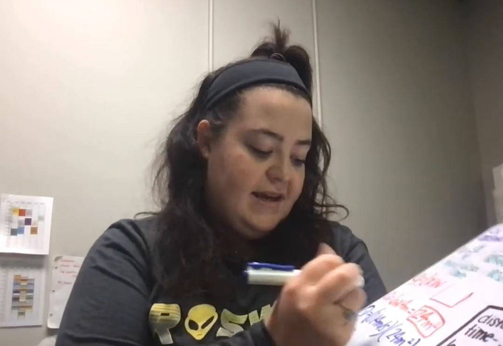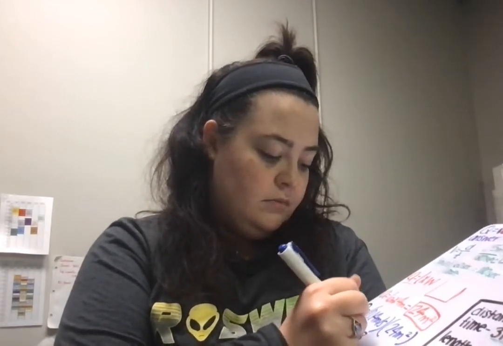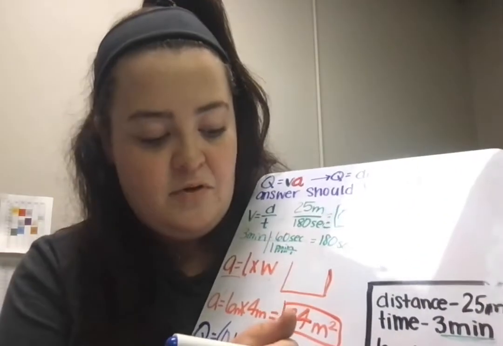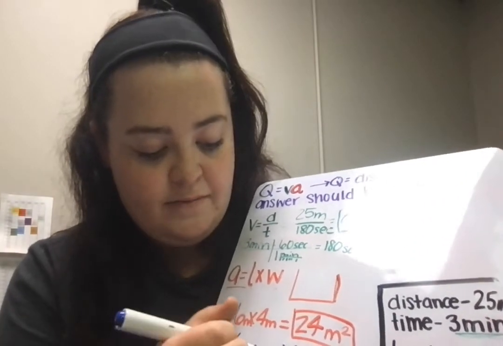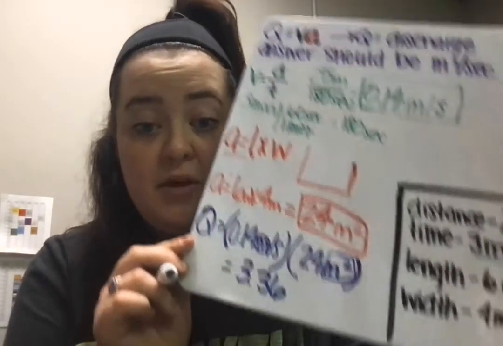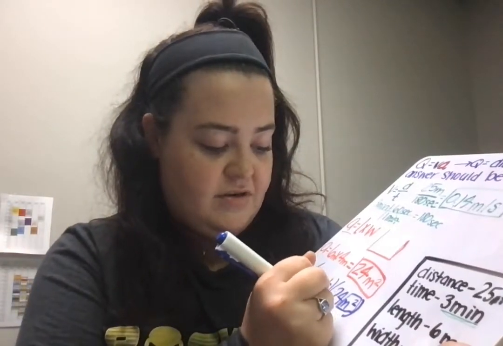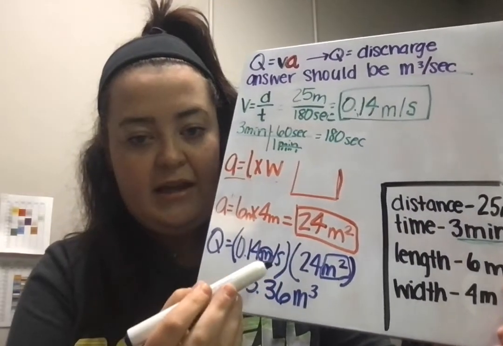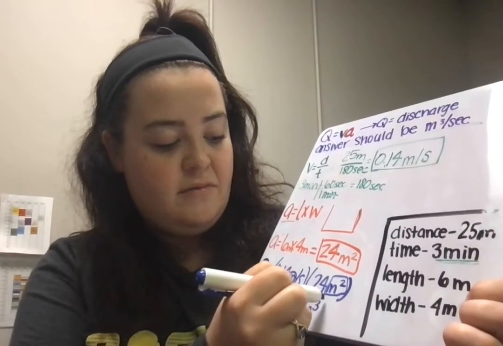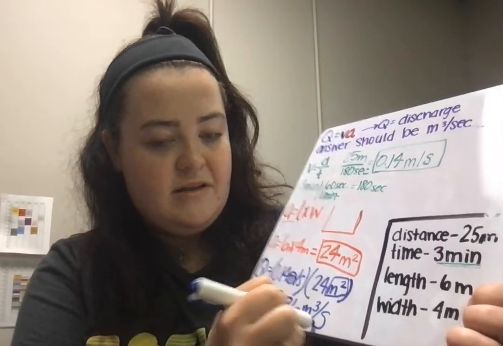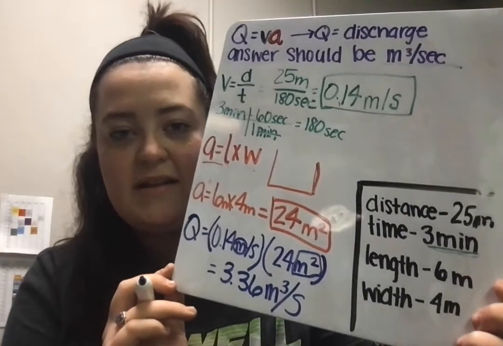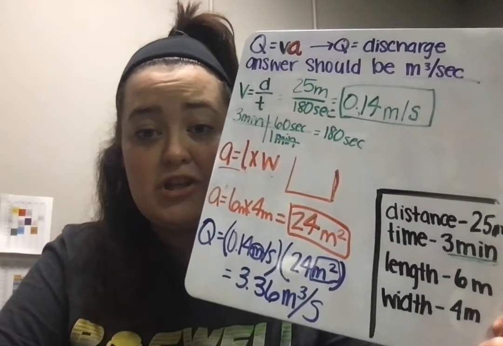0.14 times 24 equals 3.36. Now, I multiplied meters squared by meters, so we're going to end up with meters cubed. And we can't forget the second, so meters cubed per second. So that's how you are going to calculate for discharge of a river.